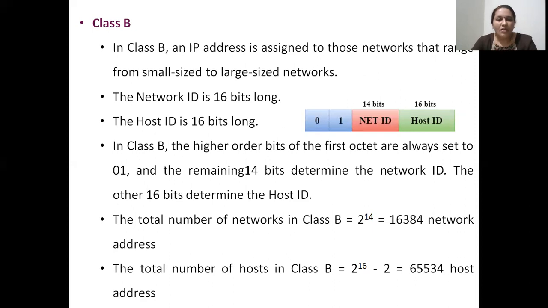So this is suitable for a moderate network which has quite a good number of networks and quite a good number of hosts as well, where there is a balance between the number of networks and hosts supported. Class B addresses will be quite useful.